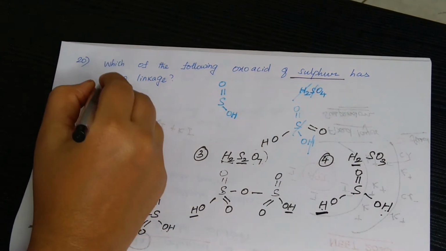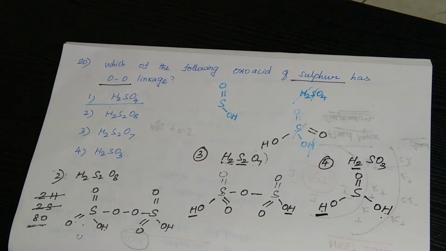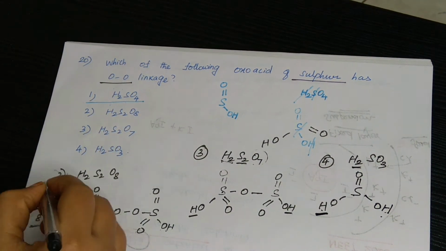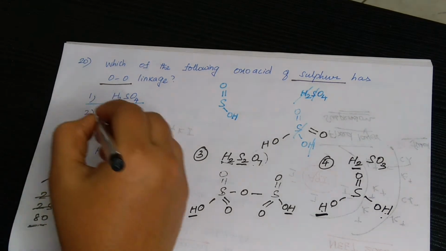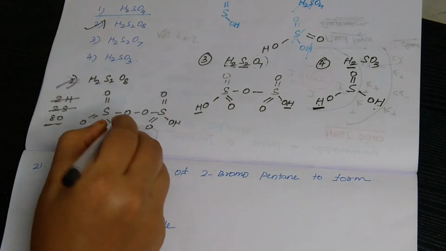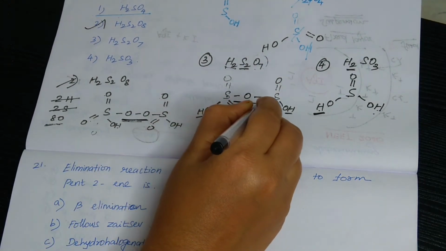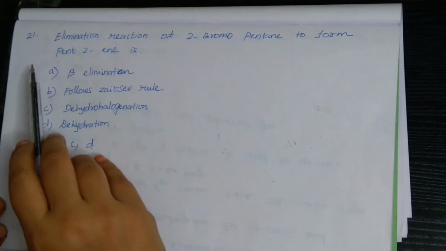What is the question? Oxygen-oxygen linkage is present in which oxo acid of sulfur? It is H2S2O8. So the answer is H2S2O8. Here we have oxygen-oxygen linkage. Here we have only sulfur-oxygen and sulfur-sulfur linkages.